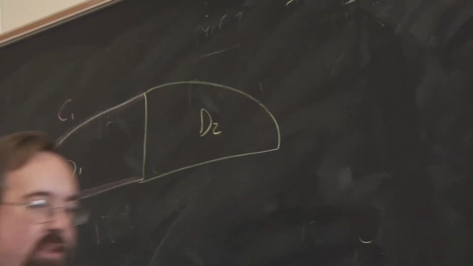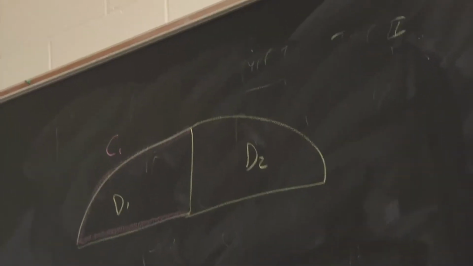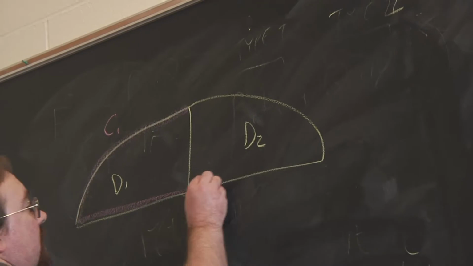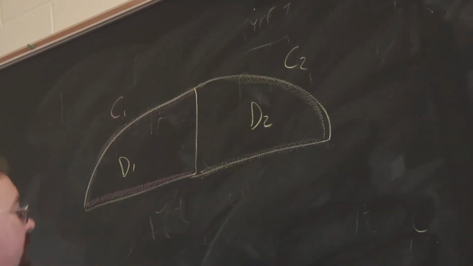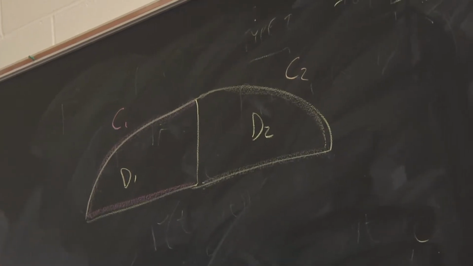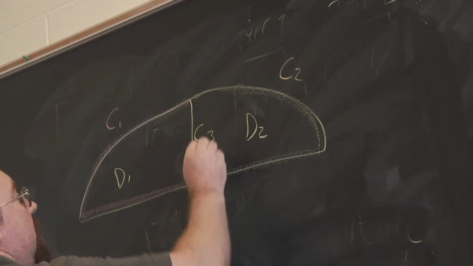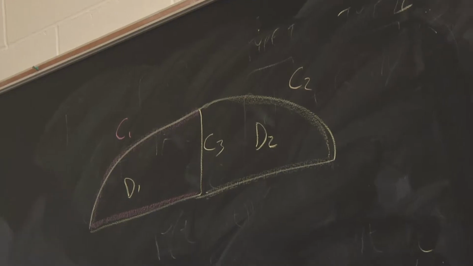I'll call that C1. This part, all of this boundary except for a shared one, I'll call C2. And then the boundary in between, call C3. Right.